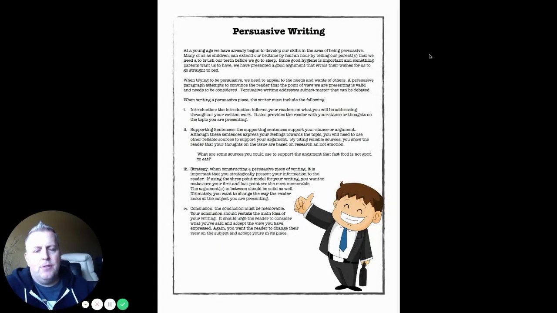All right, let's get into what exactly persuasive writing is. When we're doing persuasive writing, we're trying to get someone to take on our viewpoints, or at least be more accepting of our viewpoints, or try to convince them to accept our viewpoints. I'm going to go over this sheet that you've received, and if you do not have this sheet, you can get in touch with me and I'll get it to you.